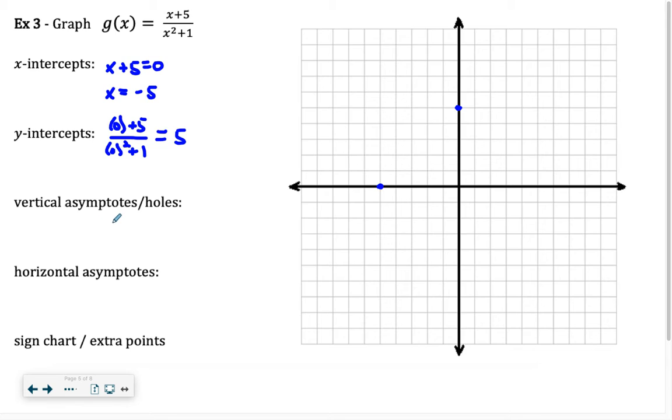Now, vertical asymptotes are where the denominator equals 0. Now, x squared plus 1 does not factor. This is a sum of squares. We can only factor a difference of squares. So if I think about setting this equal to 0, subtract the 1 over, take the square root, and I would actually get x equals plus or minus i. The square root of negative 1 is i. So what this means is we have no vertical asymptotes.